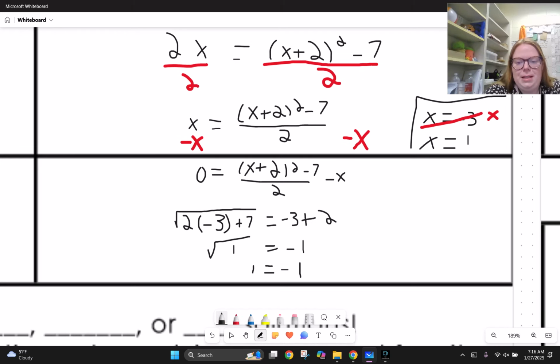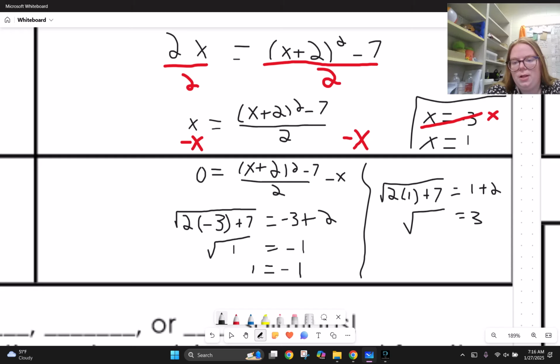So we will repeat that with the other x value, so x equals 1. So we've got the square root of 2 times 1 plus 7 equals 1 plus 2. 1 plus 2 is 3. And again, for that square root, you want to simplify underneath it first. 2 times 1 is 2, and 2 plus 7 is 9.